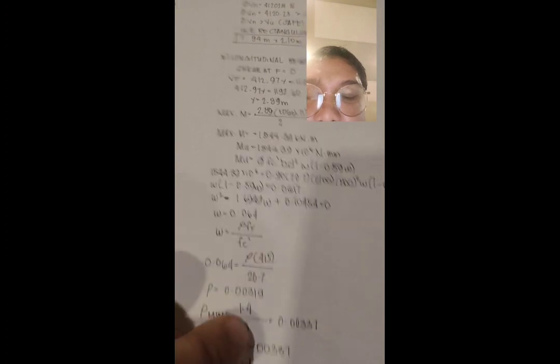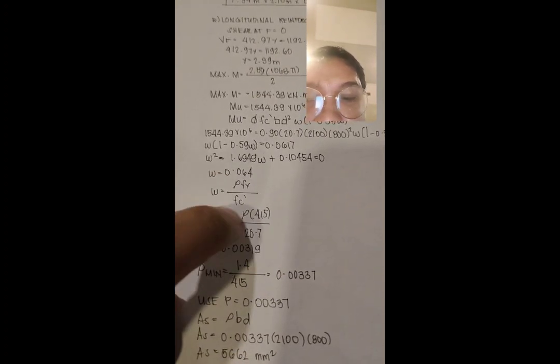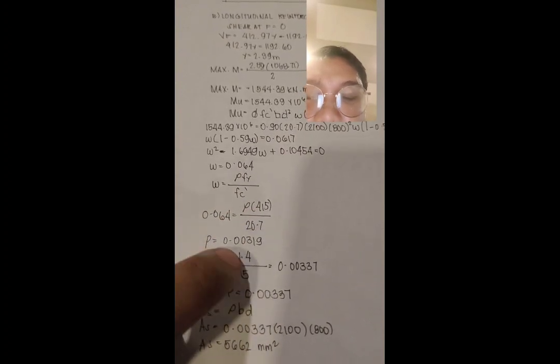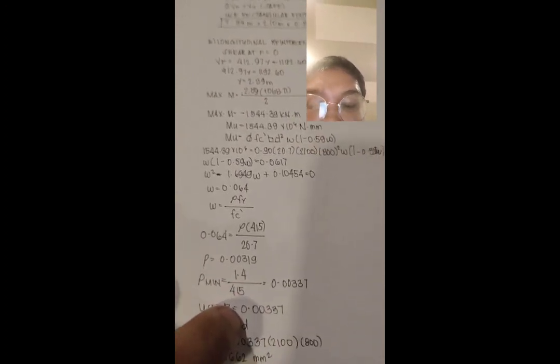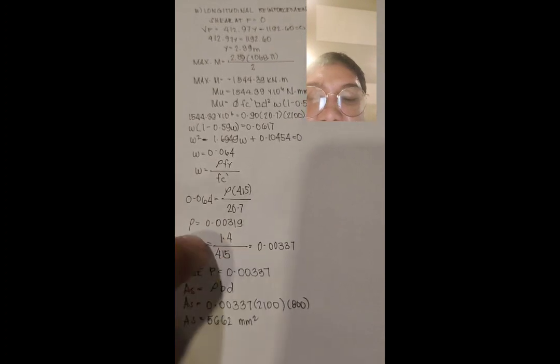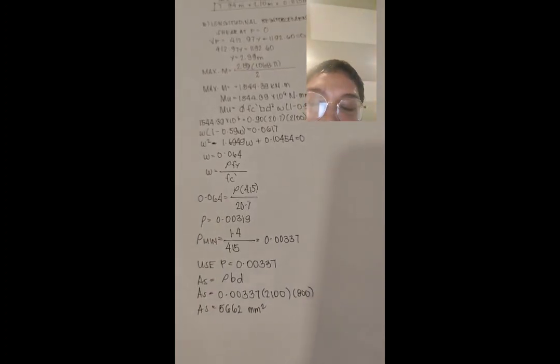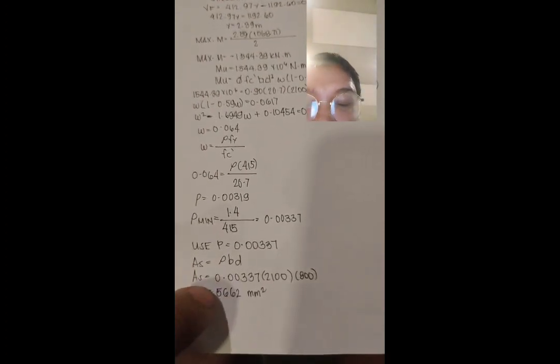So, to get the P, i-substitute natin to dito sa W natin. And then, yung Fy natin na 415 all over 20.7. Makukuha natin yung value ng P na 0.00319. So, mas mataas yung value pa rin ng P minimum natin na 0.0037 kaysa kay P natin na nakuha na 0.00319. Therefore, use P as 0.0037.